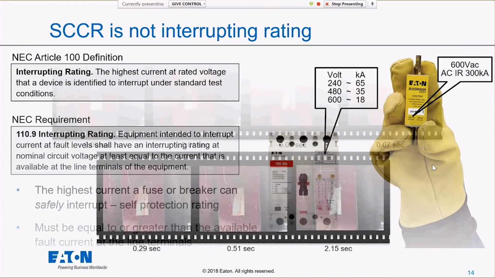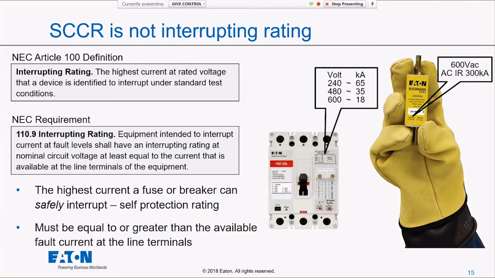One really, really important thing to remember about short circuit current rating is that it is not the same thing as interrupting rating. Interrupting rating and short circuit current rating get confused a lot. And I think it's because they're in the same units, right? They're both in kA. But they mean something very different.